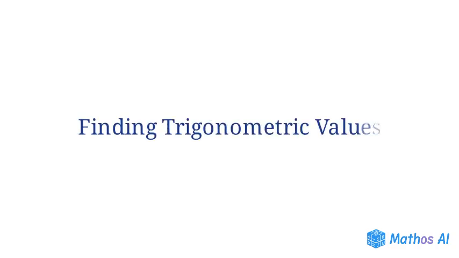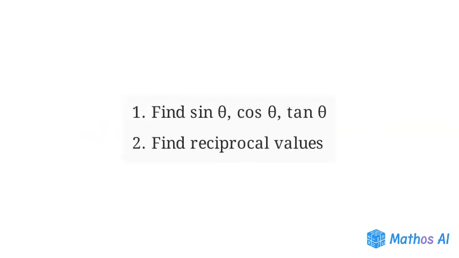Ever wondered how a single point on a circle can unlock a whole family of mathematical relationships? Today, we're diving into the unit circle to uncover the 6 fundamental trigonometric values for a specific point. By the end, you'll see how a point's coordinates directly lead to sine, cosine, and tangent, and then how we find their reciprocal counterparts.